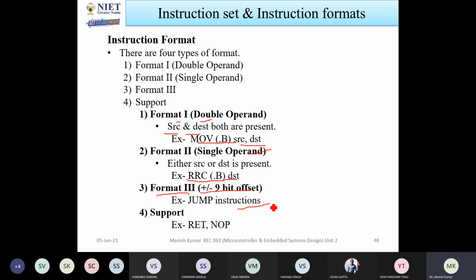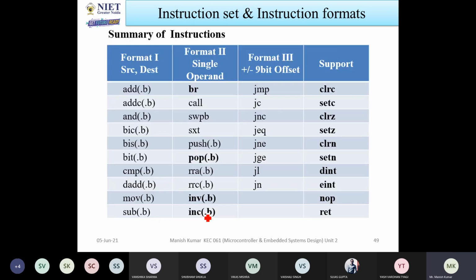And now support instructions. The support instructions define the direct impact on the compiler or assembler, for example RET, NOP. So whatever support instructions are there, no operands will be there. Only opcode will be there. Okay. So now we will discuss some examples.